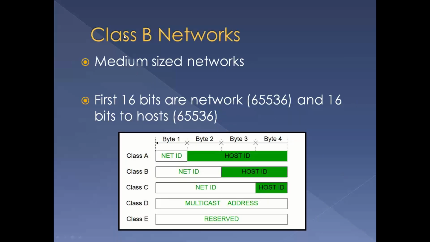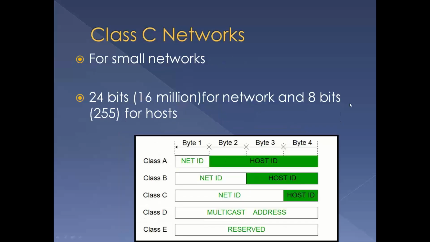Here's a Class B, medium-sized networks. The first 16 bits are network, 65,536, and 65,536 for hosts. Class C is for small networks. This might be what's being used in your local network, your work network, your home network.